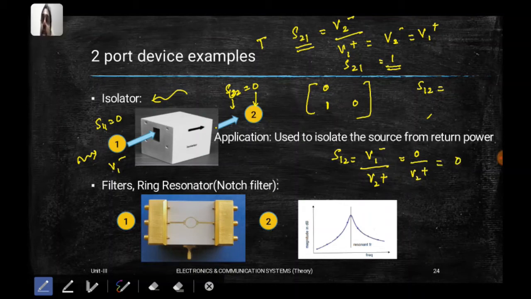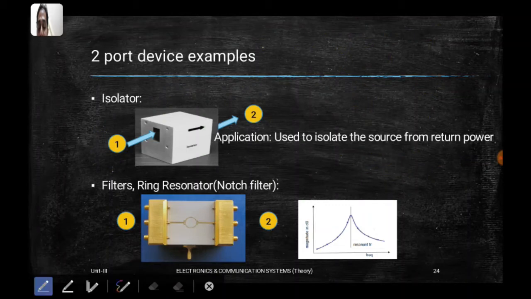So what is the S matrix of the isolator? S11 and S22 equal 0, S12 also 0, but S21 is 1. Keep it in this form, the S matrix, then we will see other properties. So what is the S matrix of the isolator?